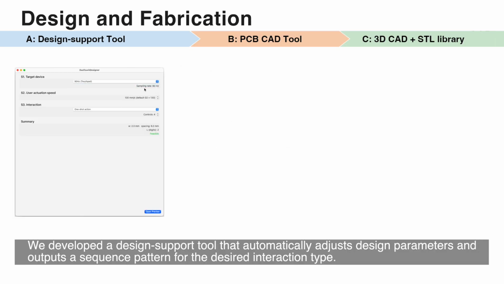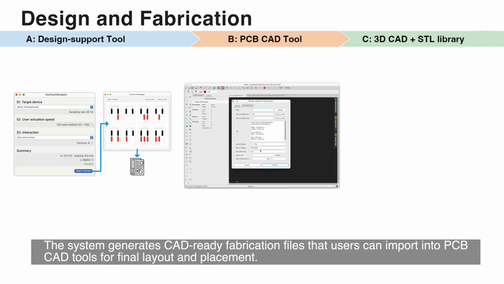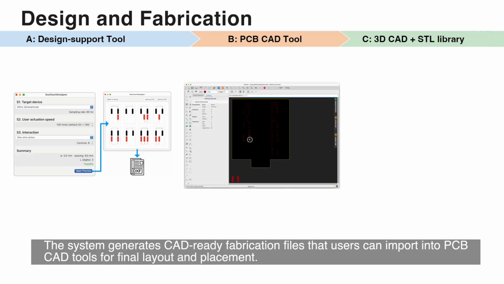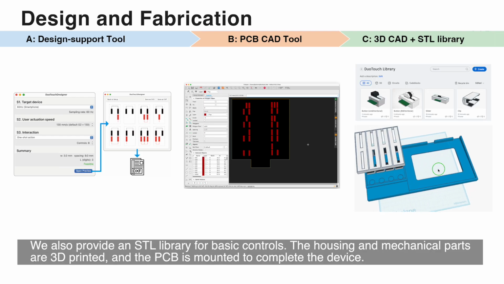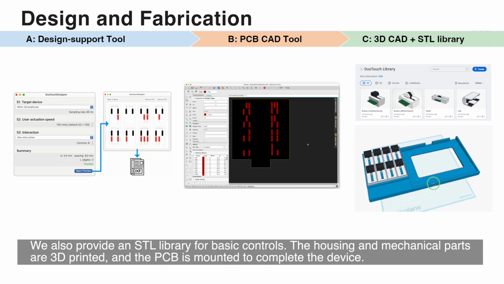We developed a design support tool that automatically adjusts design parameters and outputs a sequence pattern for the desired interaction type. The system generates CAD-ready fabrication files that users can import into PCB CAD tools for final layout and placement. We also provide an STL library for basic controls. The housing and mechanical parts are 3D printed, and the PCB is mounted to complete the device.